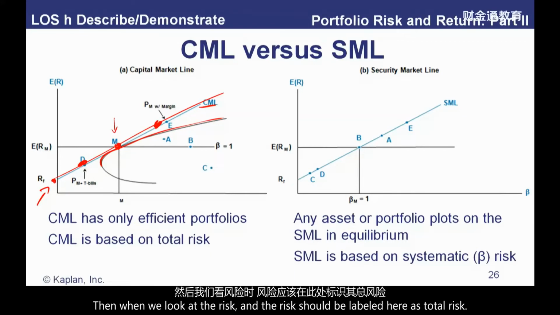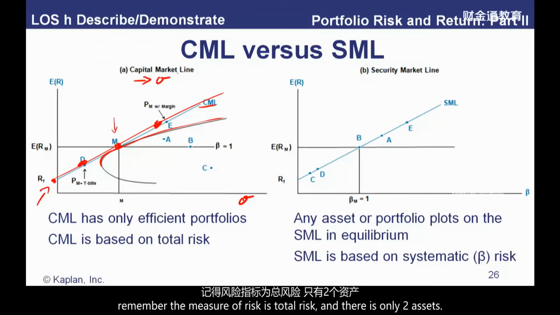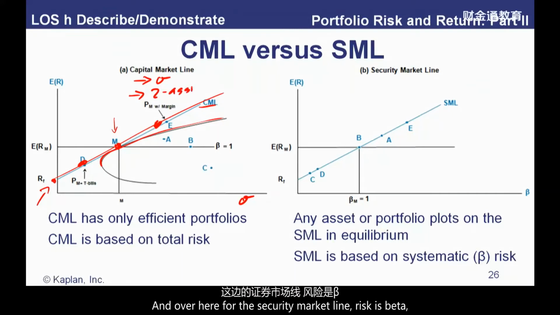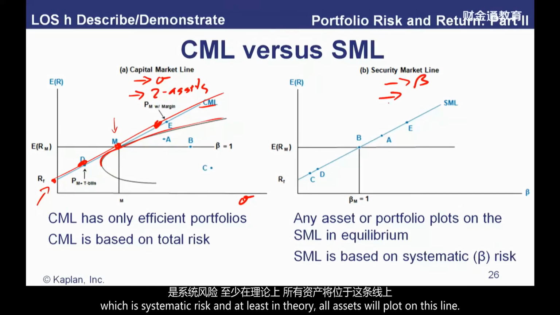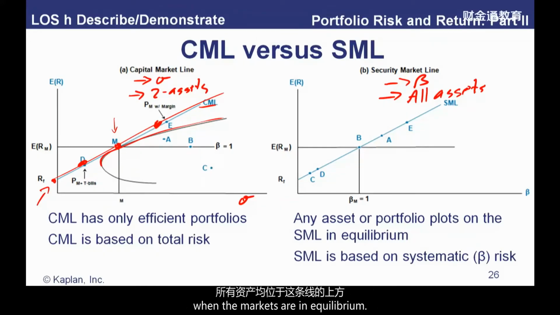Then when we look at the risk, which should be labeled here as total risk: for the capital market line, remember the measure of risk is total risk, and there's only two assets. And over here for the security market line, risk is beta, which is systematic risk, and at least in theory, all assets will plot on this line, or maybe a better way to say that is all assets will plot on this line when the markets are in equilibrium.